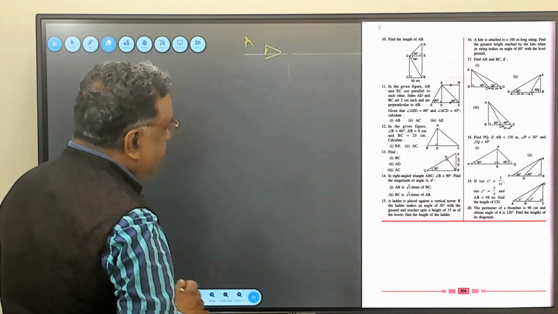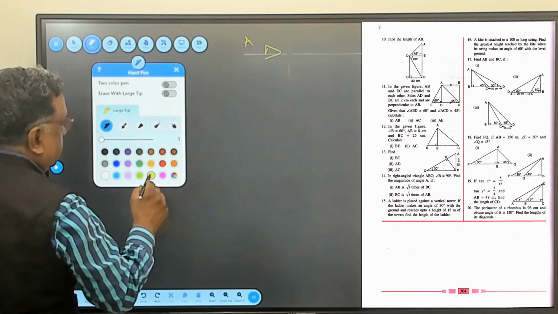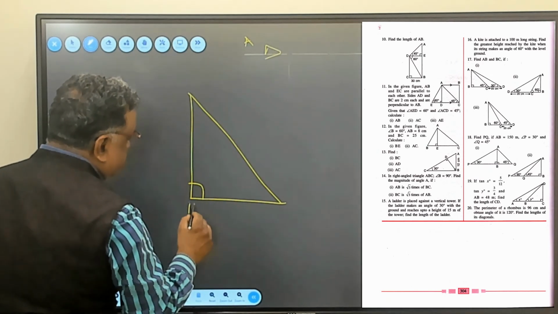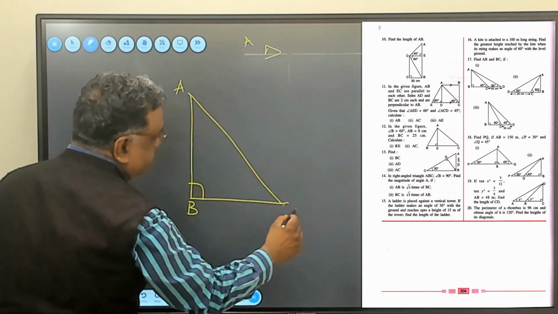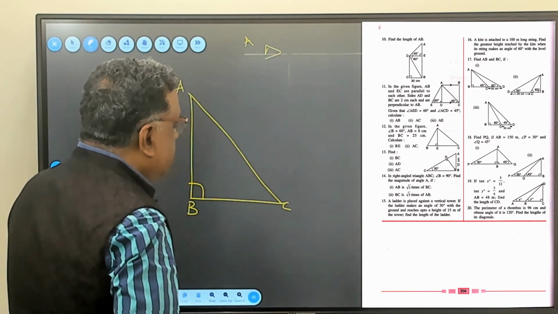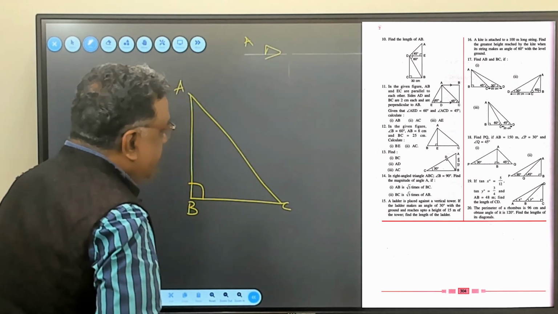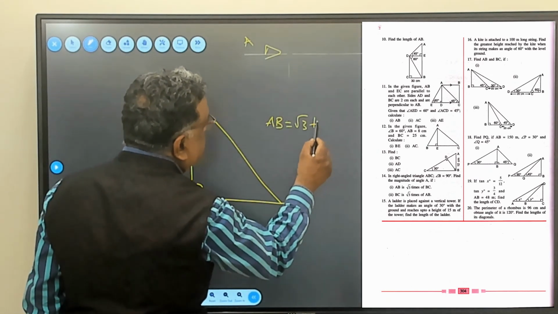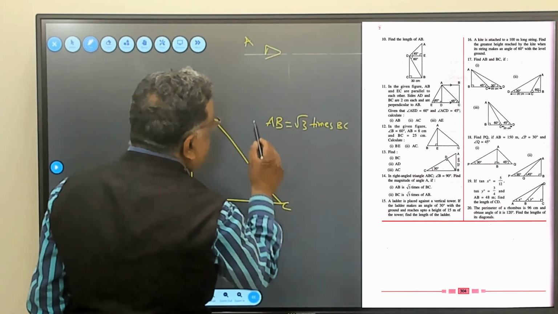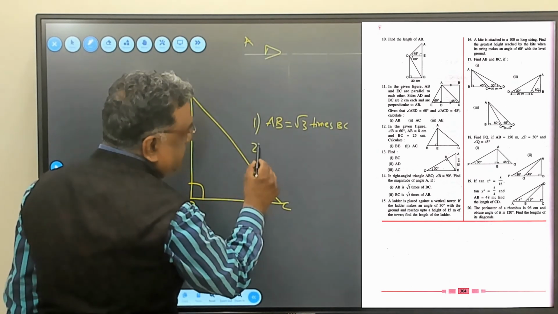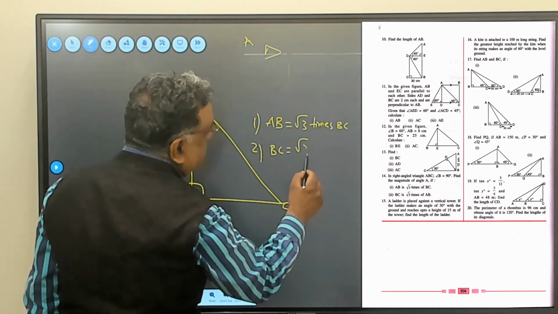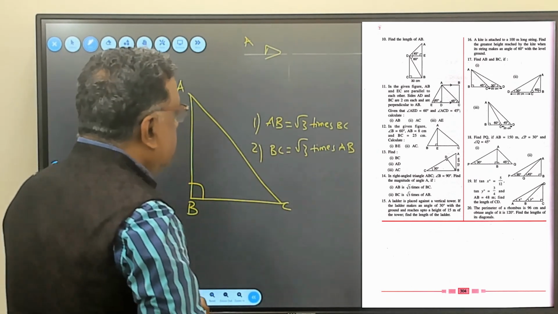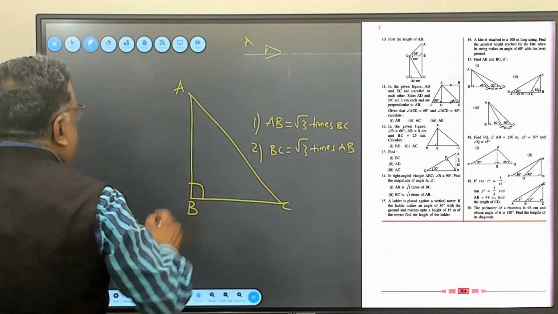What does that sum say? In a right angle triangle ABC, B is 90. So let's draw a right angle triangle. This is B, which is 90. Find the magnitude of angle A if AB is equal to root 3 times BC, that is number 1. And second question is if BC is root 3 times AB. So in both these cases, I have to find out angle A. This angle I have.